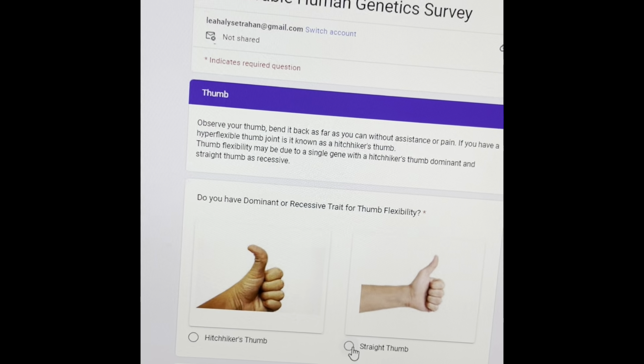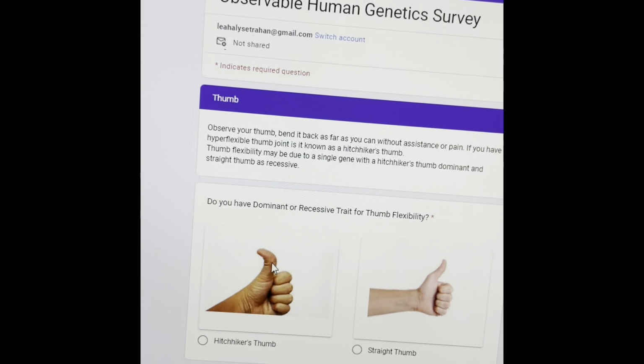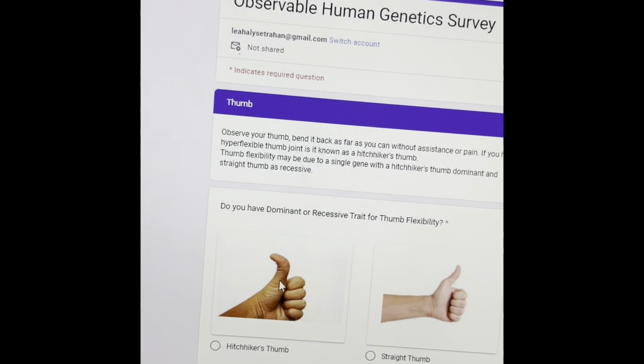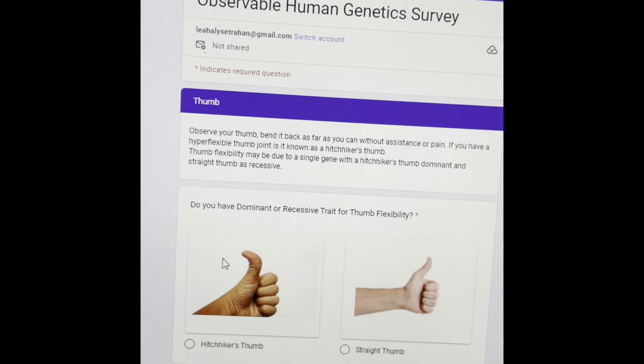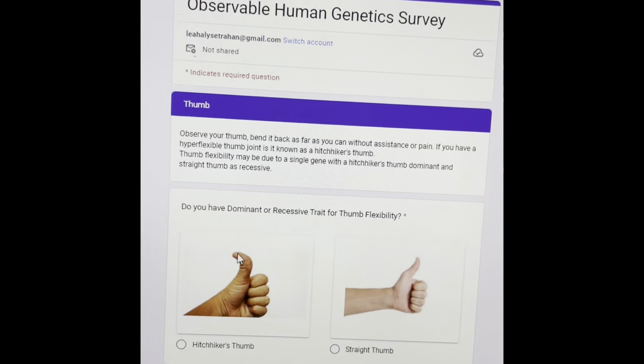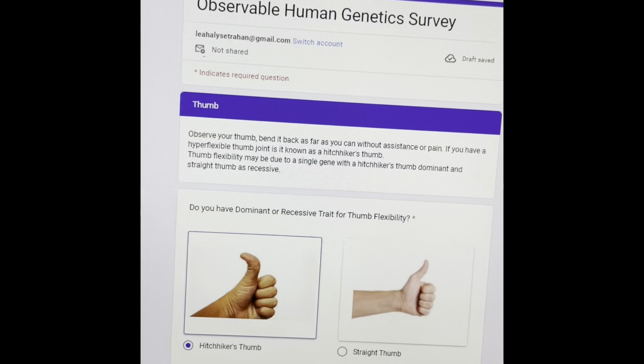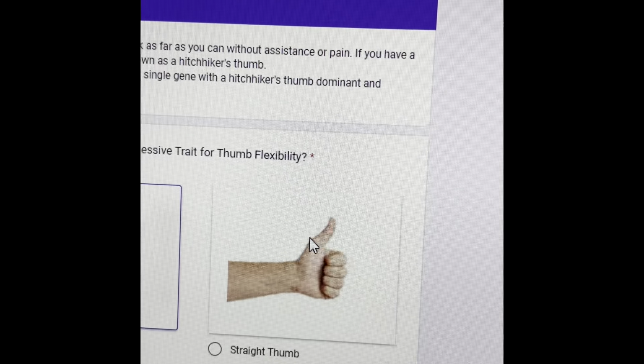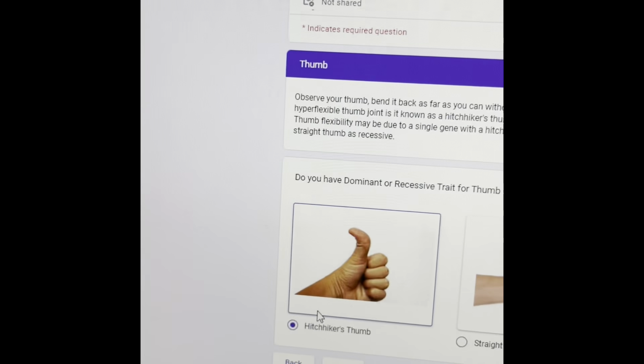Last is a hitchhiker's thumb. That just means that you can hyperflex your thumb. Some people can hyperflex both thumbs. Some people can only hyperflex one thumb. If you can hyperflex at least one thumb, you are positive for hitchhiker's thumb, like myself. If you really can't bend your thumb that much, then you have a straight thumb.